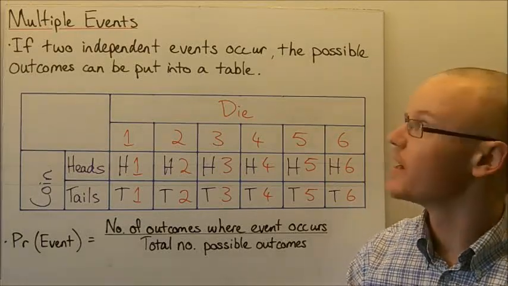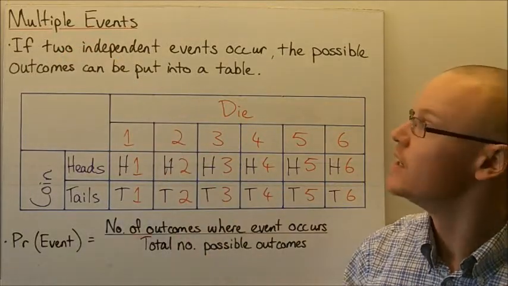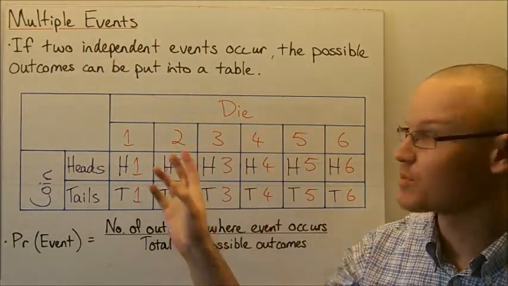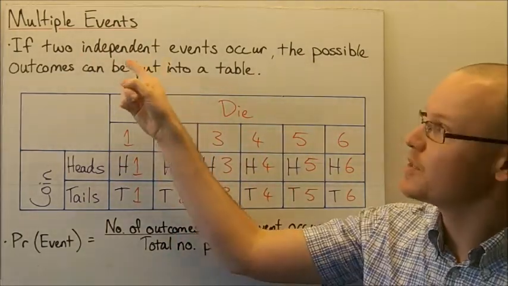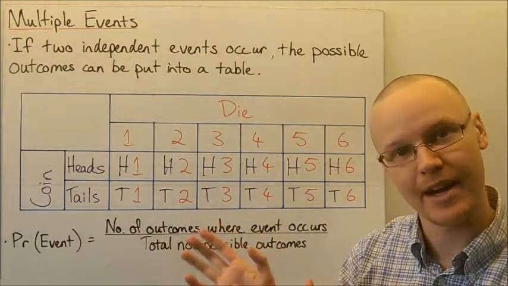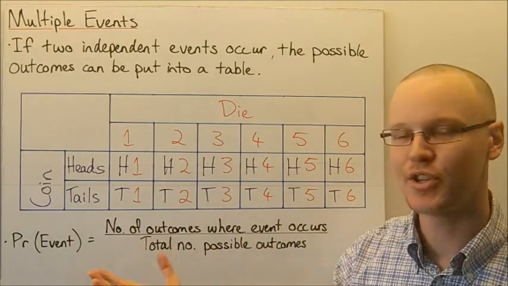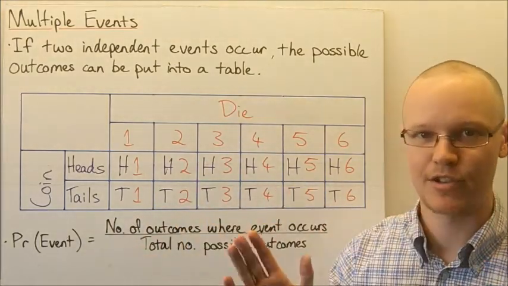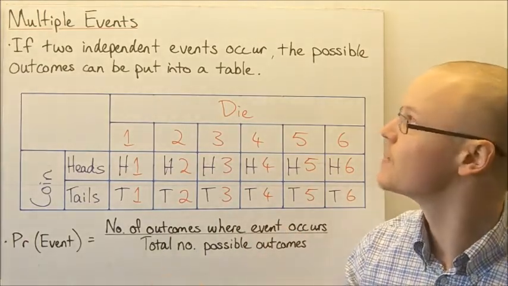Today we're going to talk about multiple events. If two independent events occur, the possible outcomes, we can put them into a table. Independent means that they are not related. The outcome of one won't affect the other. They're two events that could happen before each other. There is no relationship between the events.